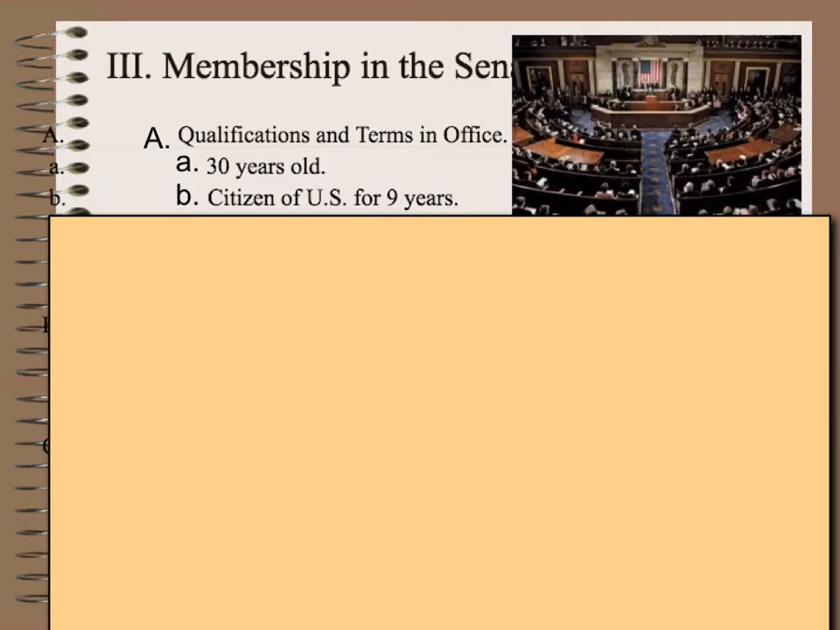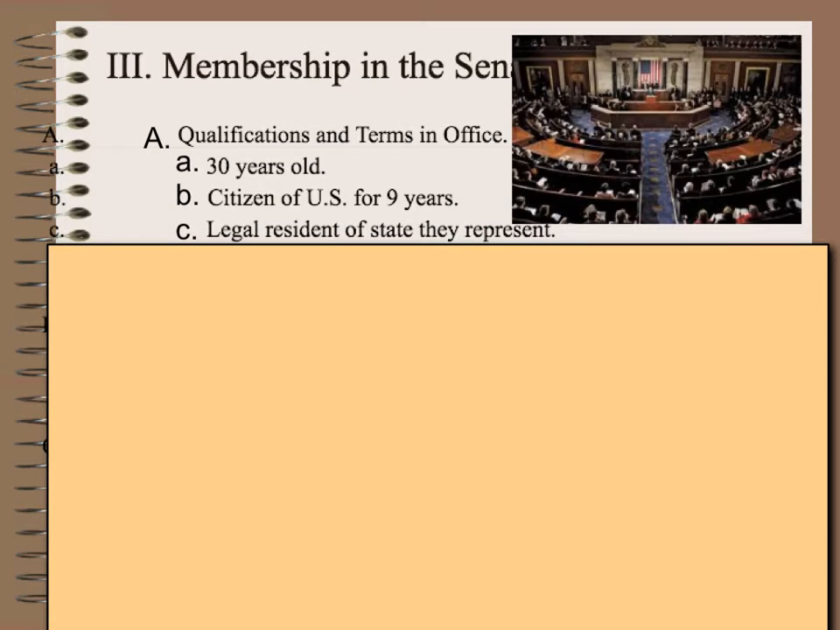Instead of being a citizen for 7 years, you got to be one for 9. But again, you don't have to be a natural-born citizen. You don't have to be born here in order to be a senator. But if you're going to be one, you better almost be here for a decade and be legal if you're going to be a part of the Senate.